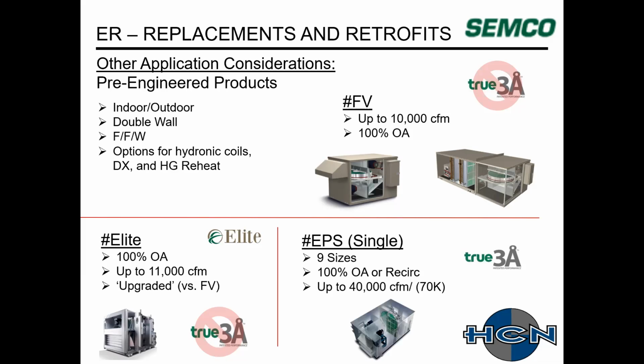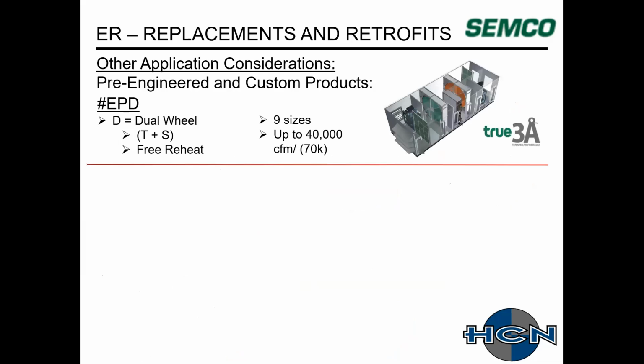Sizes are available up to 40,000 CFM. I just put in parentheses that they can go up to 70,000 CFM. It just becomes a custom design for that. And then these with a single wheel. Next, Semco has an EPD, which is a dual wheel unit. The dual wheel is traditionally a total as well as a sensible wheel. Among the other benefits of this dual wheel arrangement is you can provide free reheat. Once again, they have 9 sizes, standard up to 40,000, but then up to 70,000.